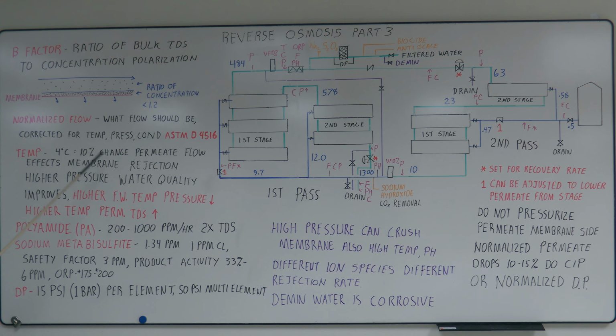Temperature on these is critical. A 4 degrees Celsius rise in temperature equals a 10% change in permeate flow. This was done with clean water. It affects the membrane rejection. The higher the pressure, water quality improves. Also, the temperature may cause the membrane to change. The higher temperatures allow more solutes to pass through the membrane. With higher feed water temperature, the pressure decreases, and with higher temperature, permeate total dissolved solids increase.